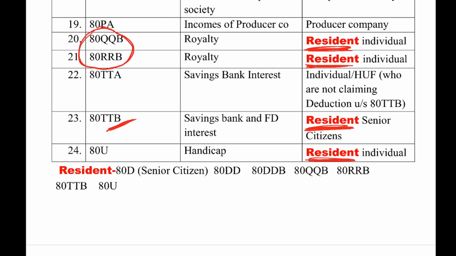So, if we summarize, in 80D, for the additional deduction for senior citizens, the assessee should be resident. In 80DD, 80DDB, 80QQB, 80RRB, 80TTB and 80U, these are the deductions in which the assessee, the taxpayer, the person for whom we are calculating the income, has to be a resident person. So this will be very helpful for you all while solving your sums and also in MCQs.